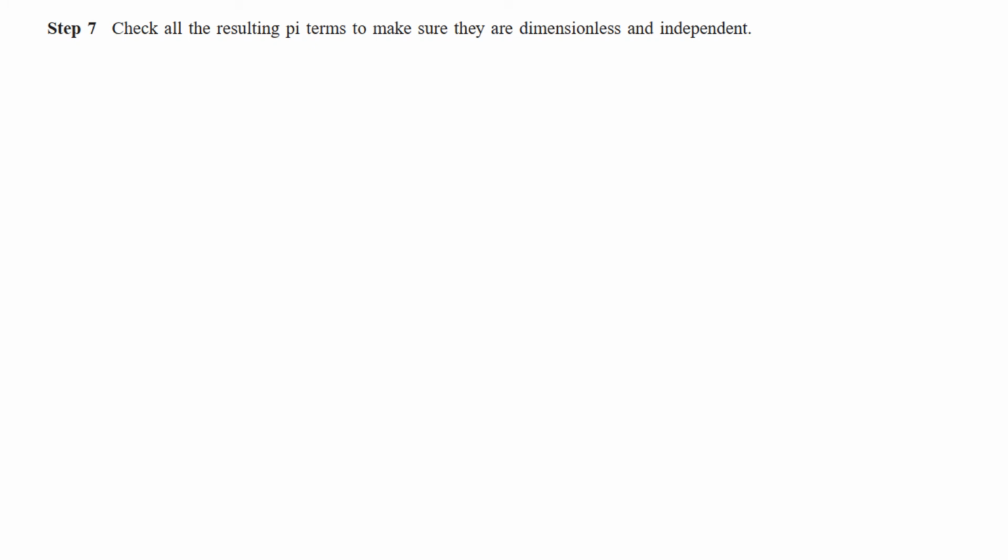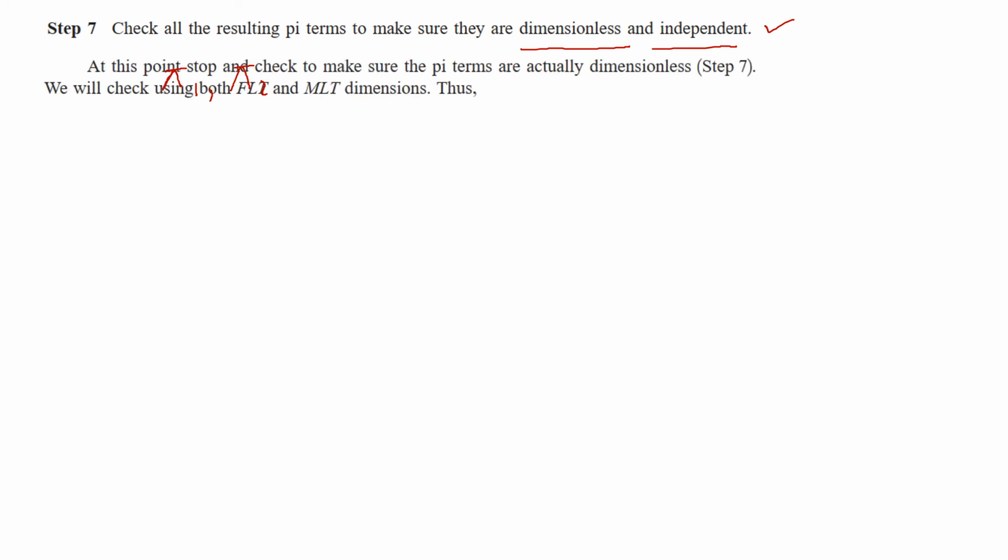So we actually computed 2 pi terms, that is pi 1 and pi 2. We will recheck that they are dimensionless and independent. So what we need to do, we will write them. At this point, stop and check to make sure the pi terms are actually dimensionless. So this is our step 7.